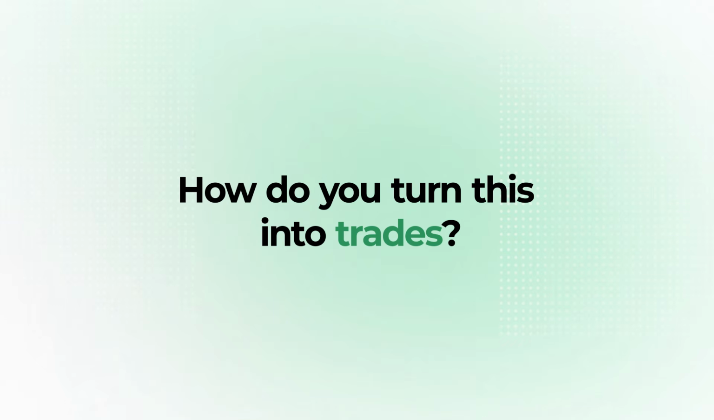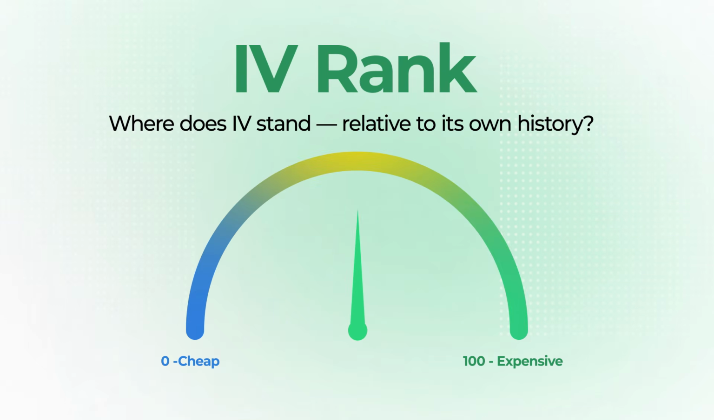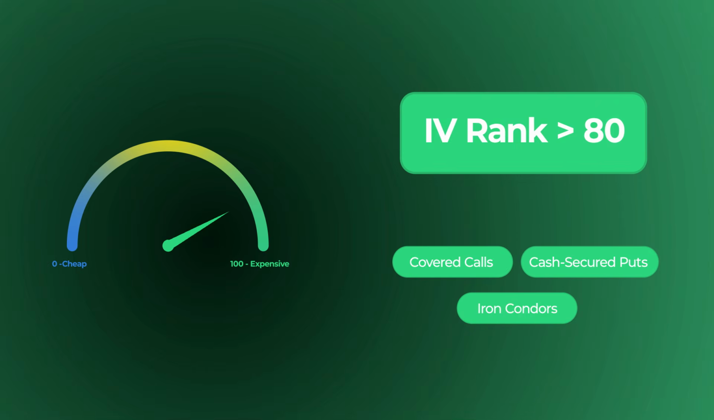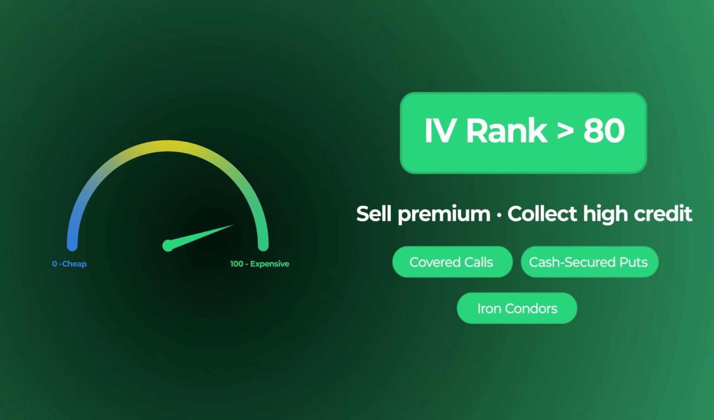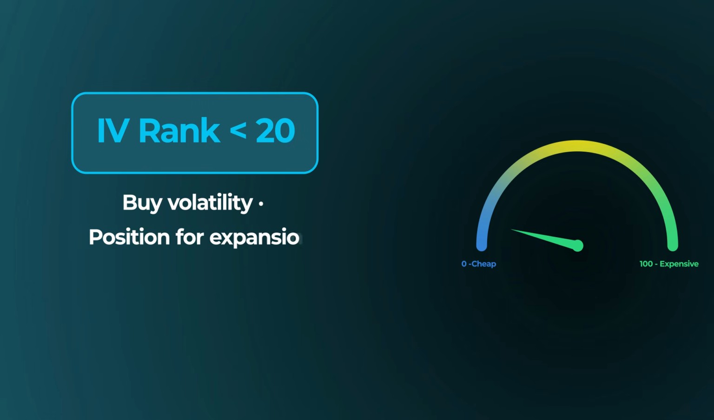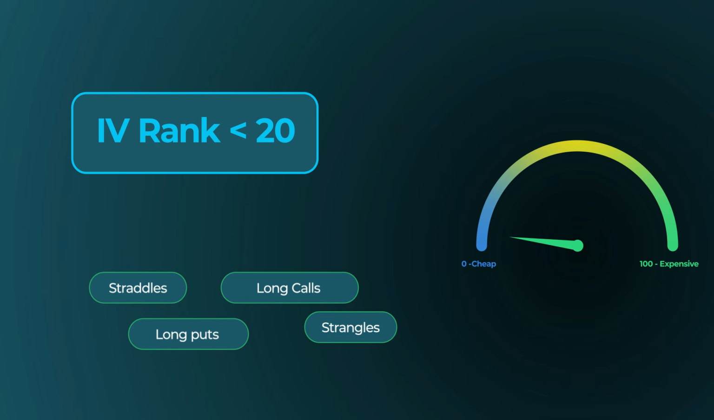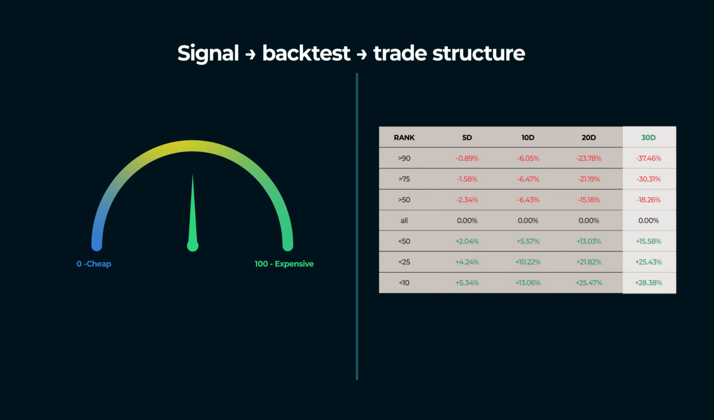And how do you turn this into trades? You already know the tool, IV rank. It tells you at a glance whether implied volatility is high or low relative to the past year. High IV rank means volatility is expensive. That's when you want to be a seller, selling premium, collecting high credit. Low IV rank means volatility is cheap. That's when you want to be a buyer. For instance, you may want to go with long calls, puts, long straddles, strangles, or similar positions. This isn't theory. It's built directly from the backtest you have just seen.